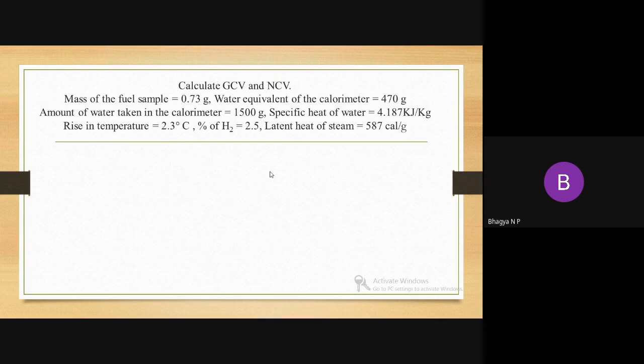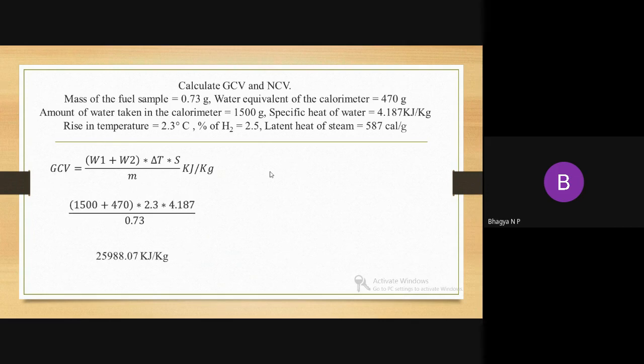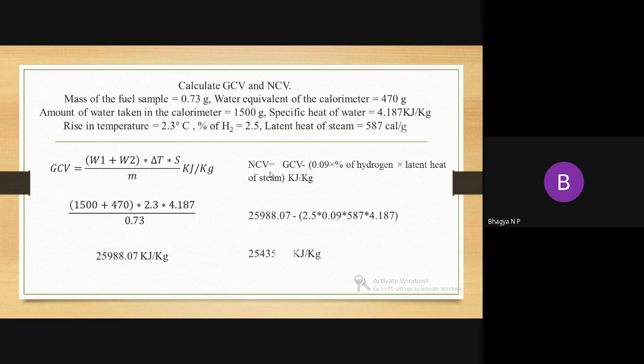So here is the problem solving. GCV equation, substitute all the values, do the calculation. NCV, same equation, substitute it and do the calculation. So in this way, we can calculate GCV and NCV value from the given data.